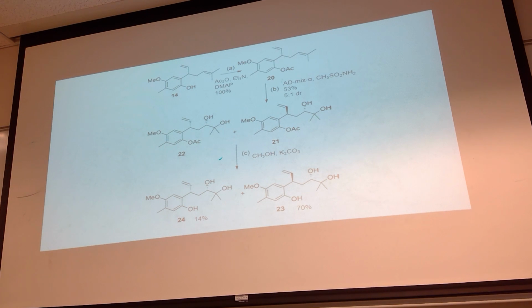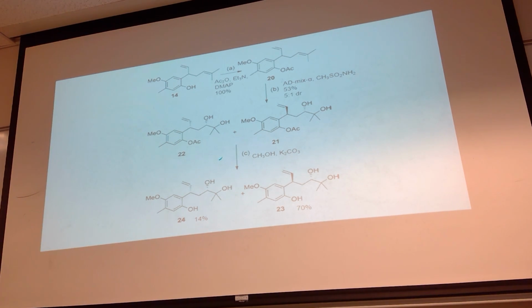Alright, so once they got this product number 14 from the Claisen rearrangement, they decided to change out the hydroxyl group for an acetate group. And they did this because the acetate group is an electron withdrawing group, and they thought that the aromatic ring is electron rich, and it would hinder it from undergoing a Sharpless AD reaction.